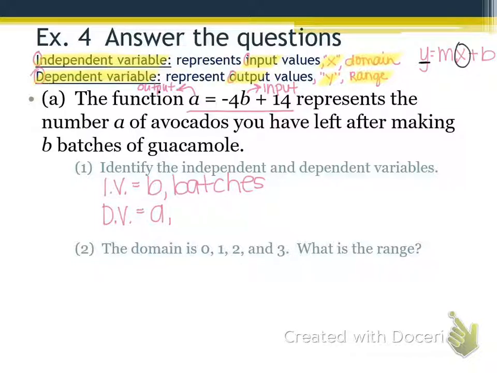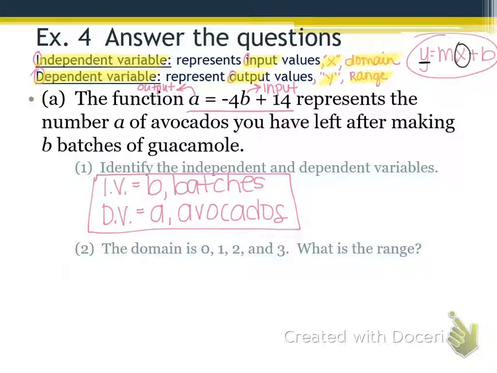The output, right? The A. And that represents avocados, right? The avocados that are left. So we can pretty quickly, hopefully, especially if we can keep in mind y equals mx plus b, be able to figure out the input and the output. If we can figure out the input variable and the output variable, then identifying the independent and the dependent should be pretty simple as well.